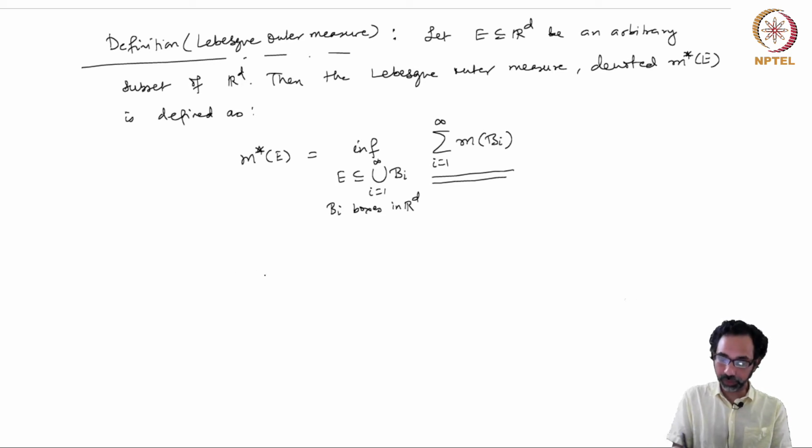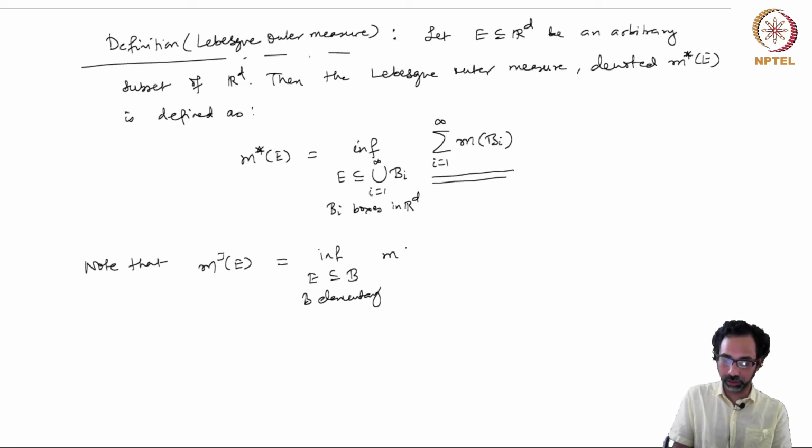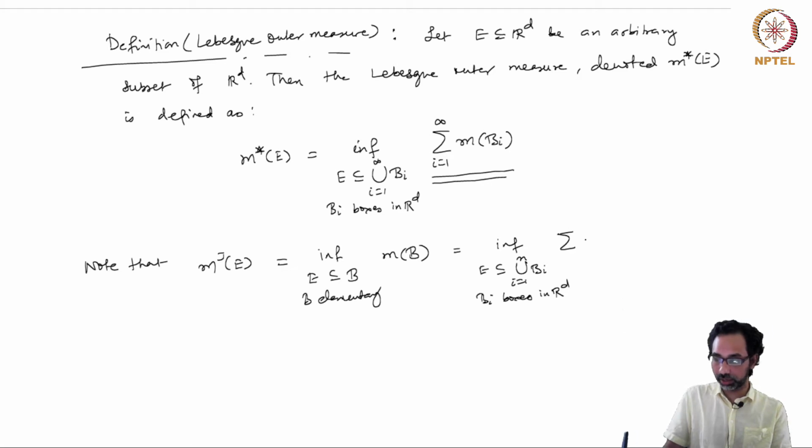Note that the Jordan outer measure is the infimum over elementary sets B containing E of the elementary measure of B. But each elementary set can be written as a finite union of B_i, where B_i are boxes in R^d, and you can write the elementary measure of B as the sum from 1 to n of m(B_i), when we take disjoint boxes B_i.